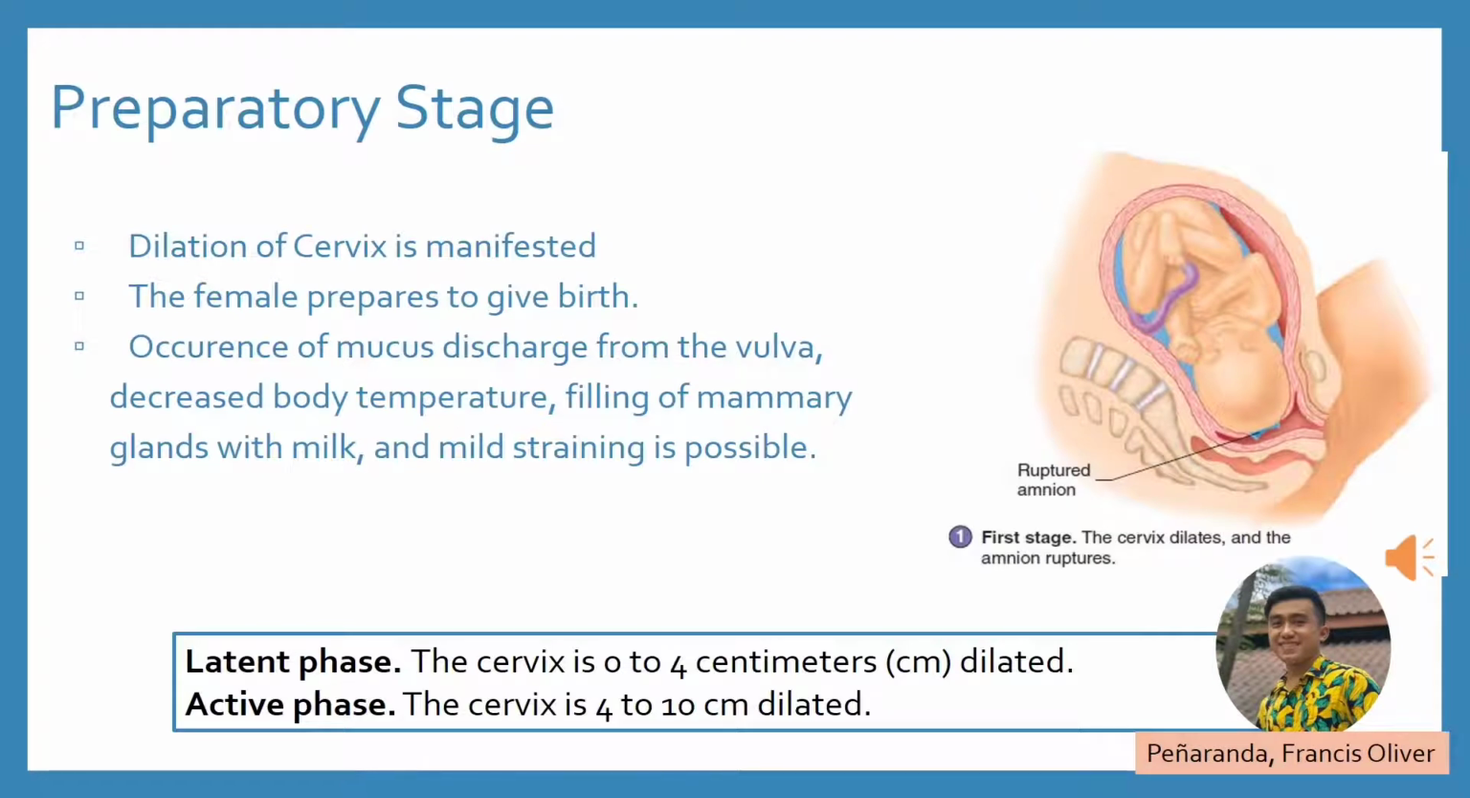Preparatory stage. Dilation of the cervix is manifested. The female prepares to give birth, with occurrence of mucus discharge from the vulva, decreased body temperature, filling of mammary glands with milk, and mild straining is possible. For the latent phase, the cervix is 0 to 4 centimeters dilated, and in the active phase, the cervix is 4 to 10 centimeters dilated.